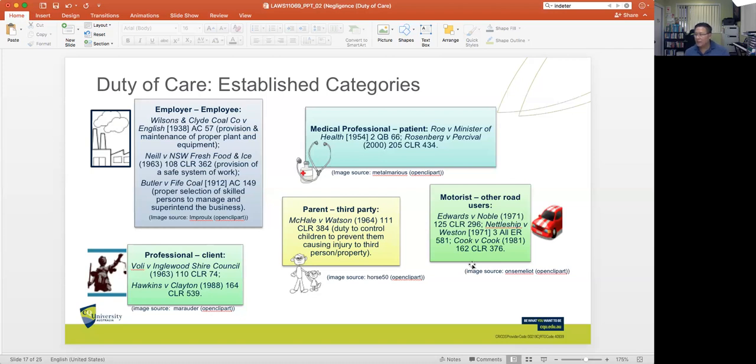But what it does tell you is that if you are a parent and you have a young child, you go, perhaps in a shopping center, and the child knocks off an expensive item, you can be held liable. The case of McHale versus Watson. Another established category would be in relation to professionals and clients. It could be in relation to a financial advisor providing financial advice to a client. It could be in relation to a lawyer providing legal advice to a client. So these are established categories where the courts recognize that in these particular scenarios, a duty of care exists.